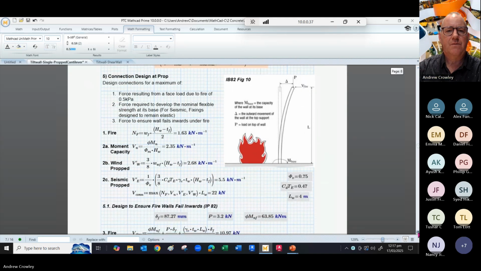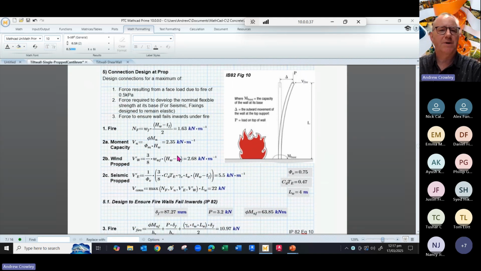Now, there's a connection at the top because the roof is basically tied in to the panel. So we've said it's a prop cantilever under earthquake and under wind, but it's a cantilever under fire conditions. But even under fire conditions, there's still a connection there to consider. And so therefore, we need to design the connection for a maximum of the force resulting from the face load due to the fire, 0.5 kPa, the force required to develop the nominal flexible strength at its base, and the force to ensure that the wall fails inwards under fire.